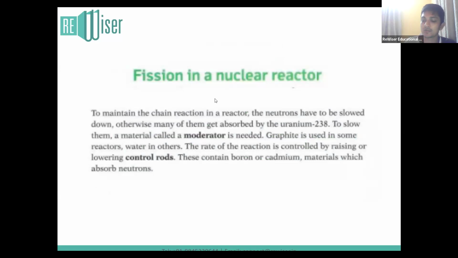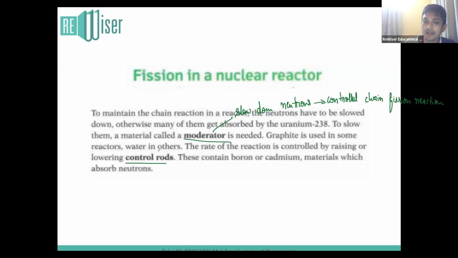A nuclear reactor has two important components that I'll explain first before explaining the functioning. One is a moderator, the other is a control rod. The moderator's job is to slow down the neutrons. You're basically slowing down the neutrons to sustain a controlled chain fission reaction.